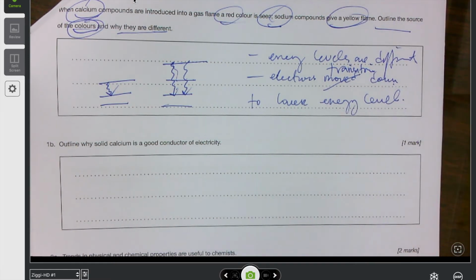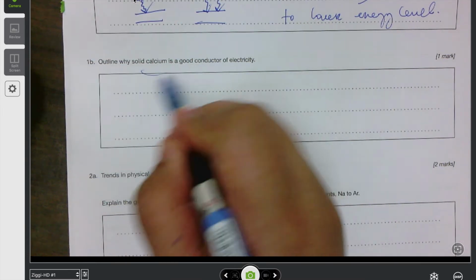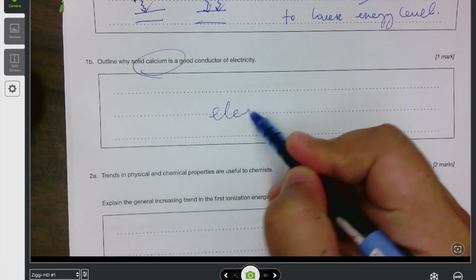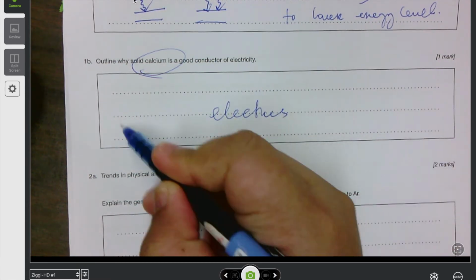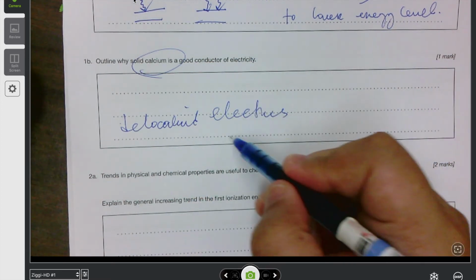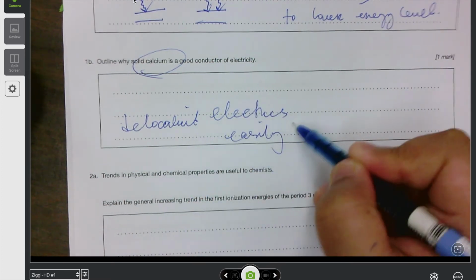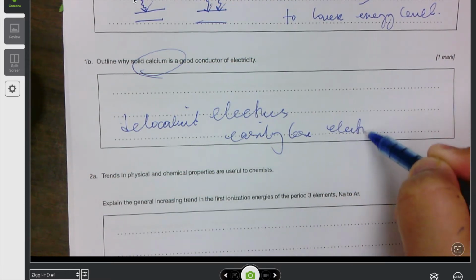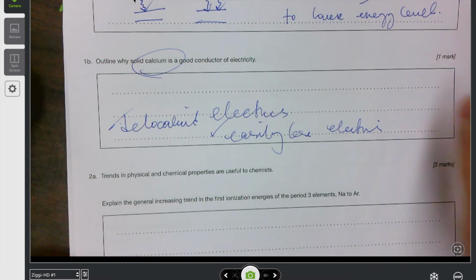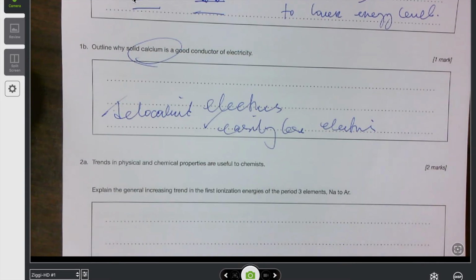Okay, next. I think only one student got this right. Why is calcium a good conductor of electricity? Everybody said because it's a metal. No, because something to do with electrons. Metals have delocalized electrons. They can easily lose electrons. That's why they're a good conductor of electricity.